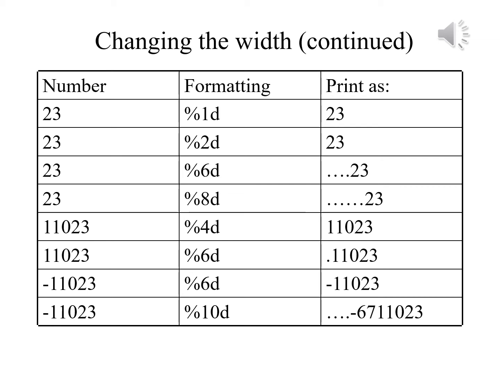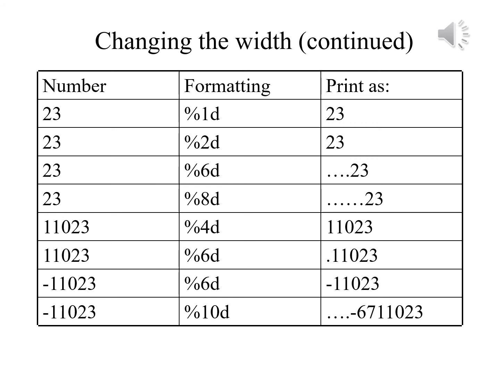%6D, this time we're using periods to indicate the blank spaces along the way. And you can see that I will have both of the 2 digits and the other 4 spaces to the left of the number because this is right aligned. And %8D, and I'll have 6 blank spaces before the 23.